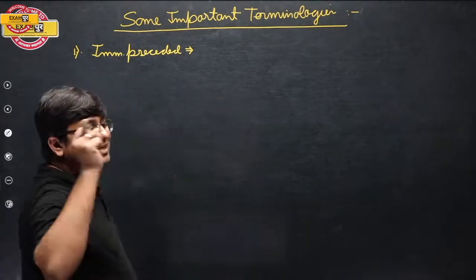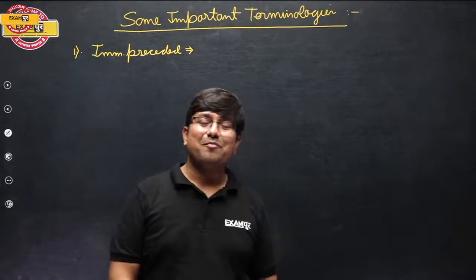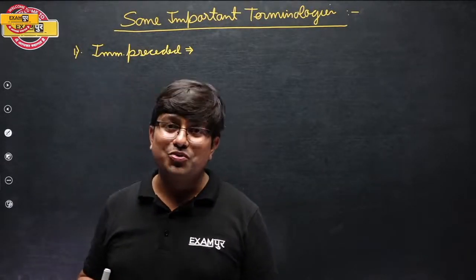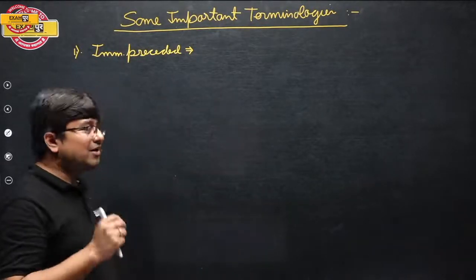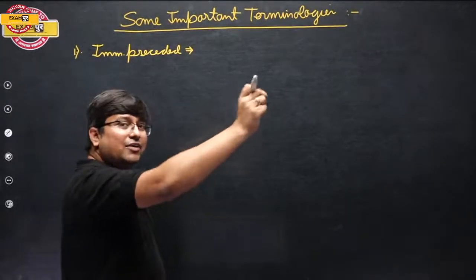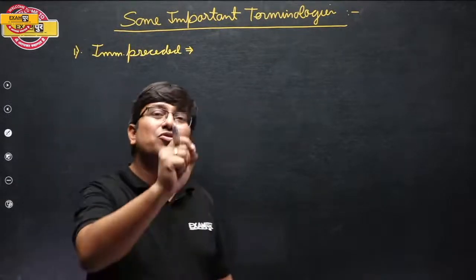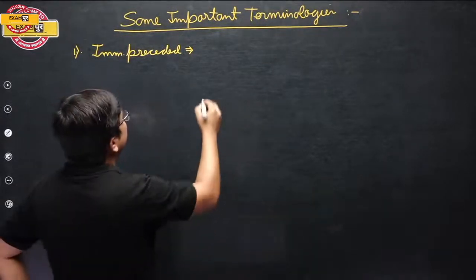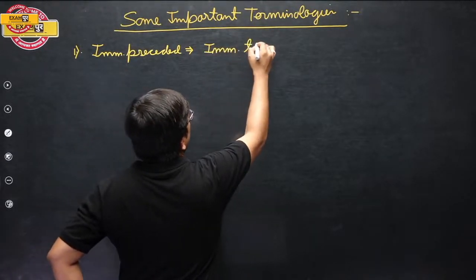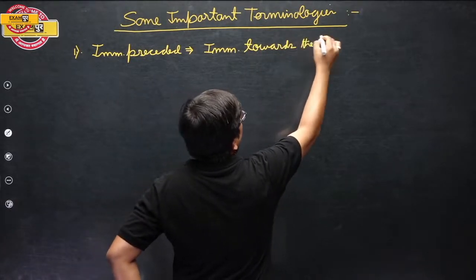For example, today is Tuesday, if I'm not wrong. Tuesday is immediately preceded by Monday. This is the month of July, immediately preceded by June. Immediately preceded means immediately before. But since we write from the left towards the right, immediately preceded means immediately towards the left.